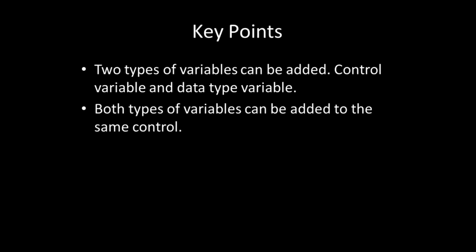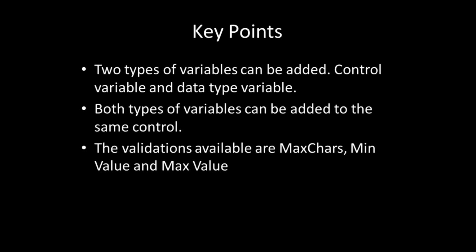If it is the name, then it will be a CString variable type. If you want to enter decimals, then it can be a double or float type of variable. So again, the value type depends on the type of the data that gets entered, and then you can also add a control variable. So you can have two variables for the same control, one a control variable and one a data type variable.